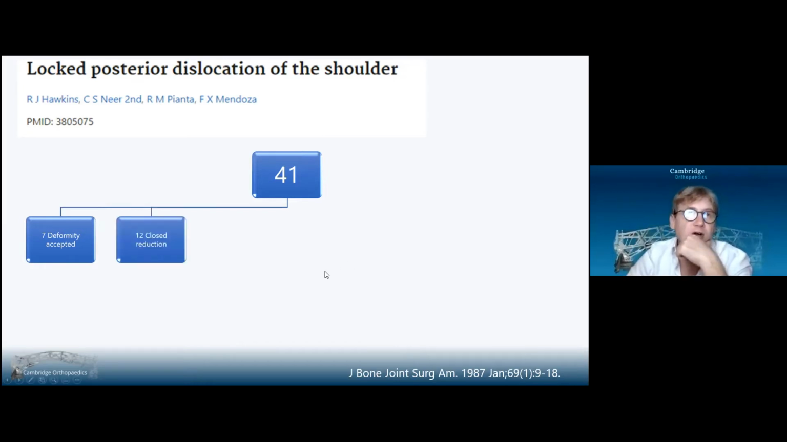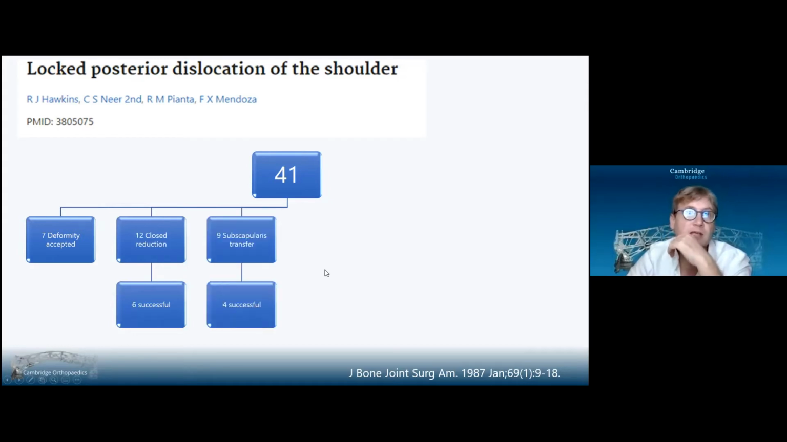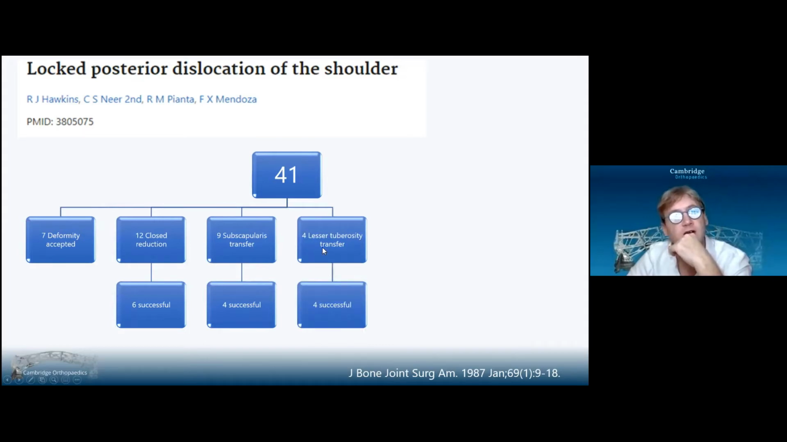12 tried a closed reduction, and of those, only 6 were successful. 9 had a subscapularis transfer, and of those, only 4 were successful. And 4 had a lesser tuberosity transfer, and 4 were successful. This is not a competition between the subscap transfer and lesser tuberosity transfer. For me, I'm normally going to do a lesser tuberosity now. I like the idea of bone-on-bone healing. I like the idea that I then have substance to be able to transfer into the defect if I so need it.